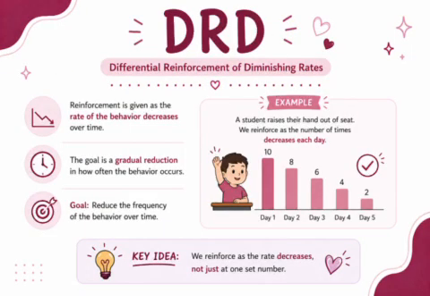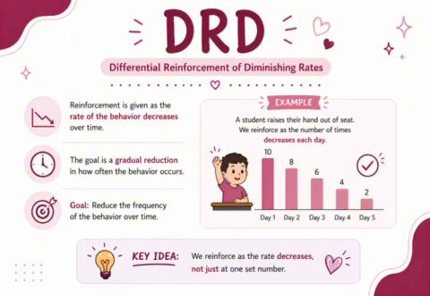Okay, now we have DRD, differential reinforcement of diminishing rates, and DRD is used to gradually reduce behavior over time. So reinforcement is given as the rate of the behavior decreases over time.